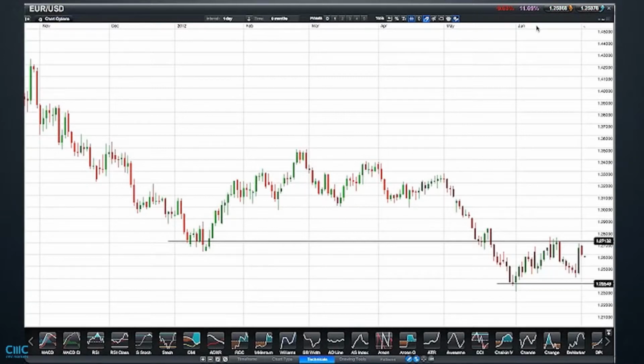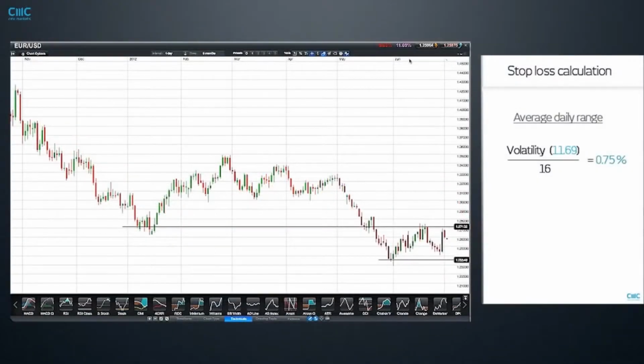Now, to convert that to an expected average daily trading range, we simply divide that number by 16. And that's true at all times, because the volatility is expressed on a per annum basis, dividing by 16 gives us the average daily range. So in this case, we're looking at just under 12%. Dividing by 16 is going to give us a reading around 0.75%. And we then use that information to set the stop loss level.